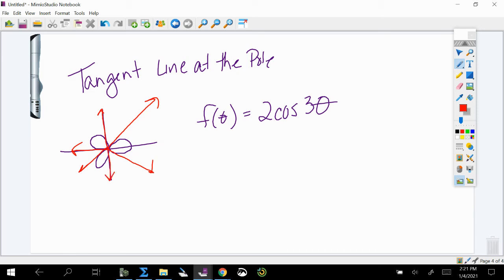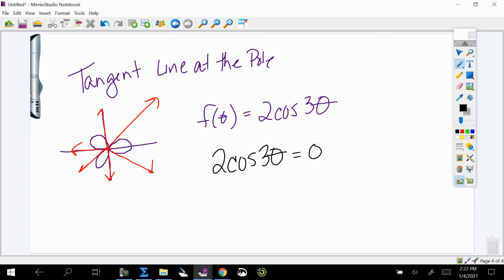The way you find it, and this is going to really become important as we start talking about area. It's not quite as important with derivatives, but I wanted to have the beginning conversation today, is you're going to set the polar function equal to 0. If I can figure out what makes the original polar function equal to 0, I can then tell where these tangent lines at the pole are. Where is it where it's flush up against these lines?